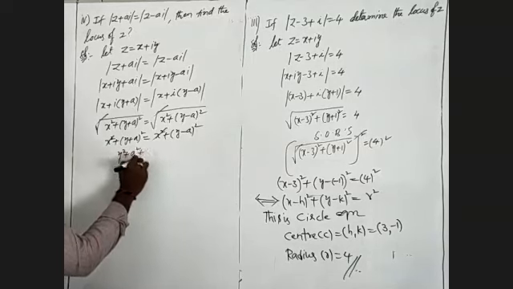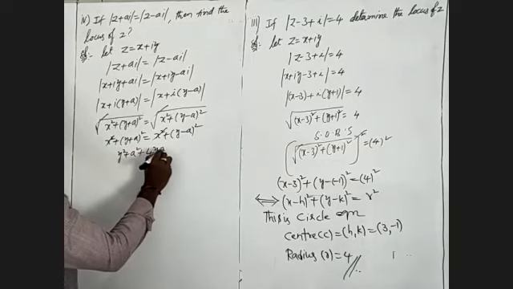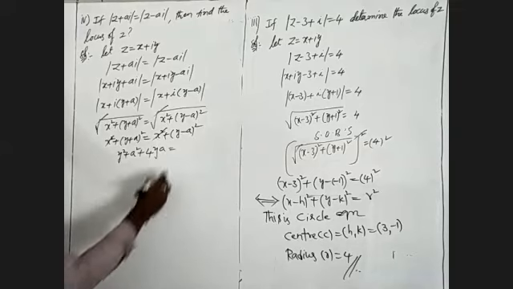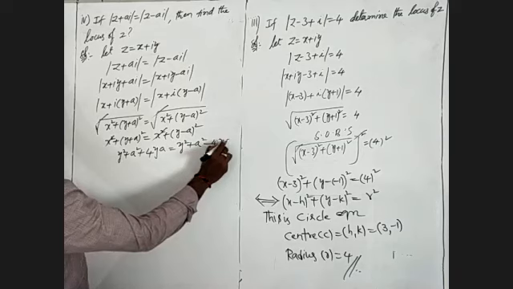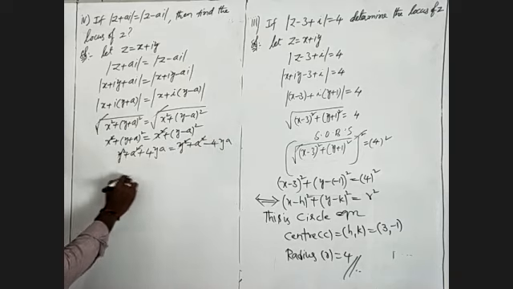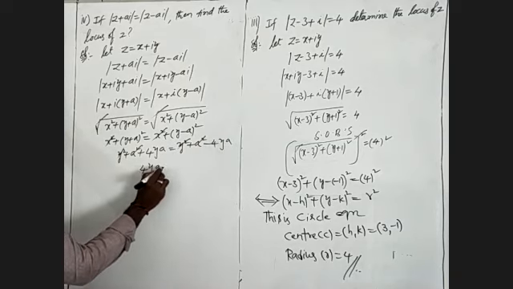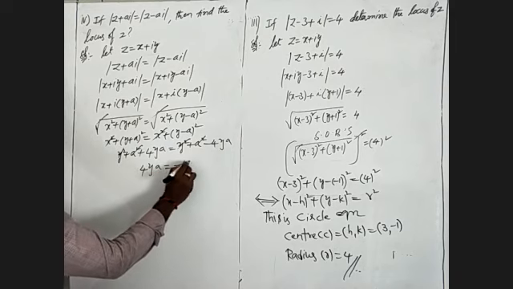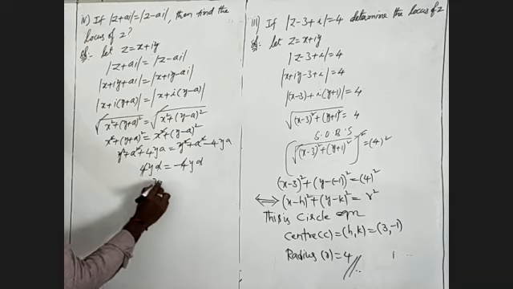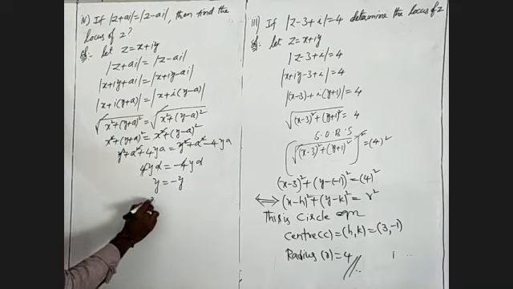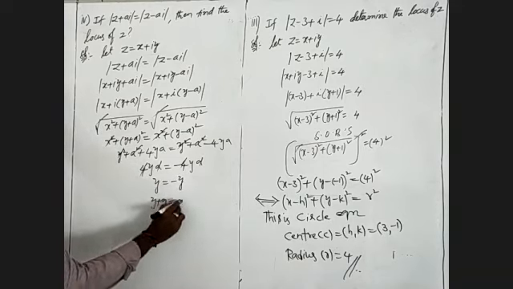y square plus a square plus 2ya is nothing but y square plus a square minus 2ya will write, both will be cancelled. Remaining 4ya is equal to minus 4ya. 4 and 4, a and a will be cancelled. y is equal to minus y. y plus y will become 0. 2y is equal to 0.